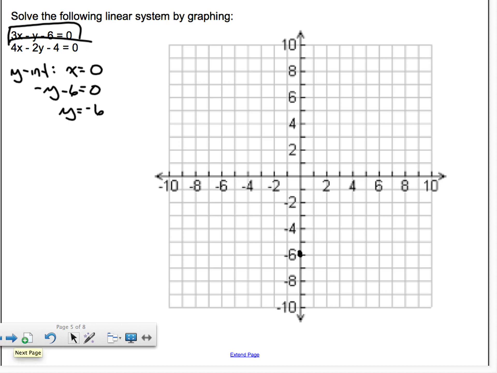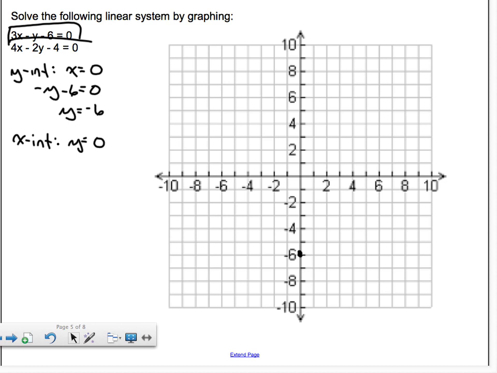Down here, the x-intercept means y is equal to 0. Negative y minus 6, I have to change the sign. Could you go negative y minus 6 plus 6 equals 6 on the other side? Negative y equals 6. However you want to isolate for y, I just added y to both sides and got y is equal to negative 6.